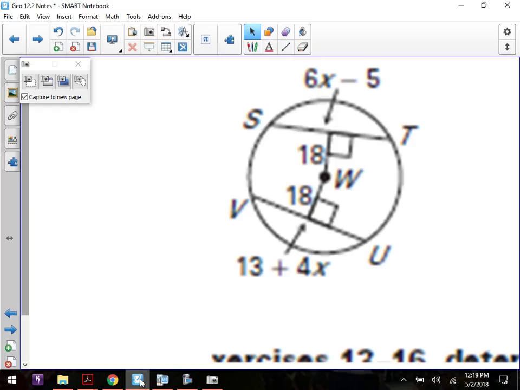You guys all get one? Okay. I walk past you. Only solve for x? Yeah, this one's just solve for x.